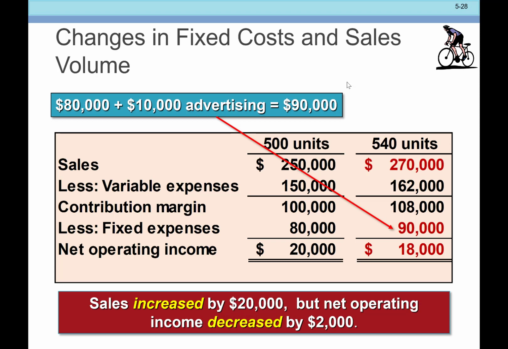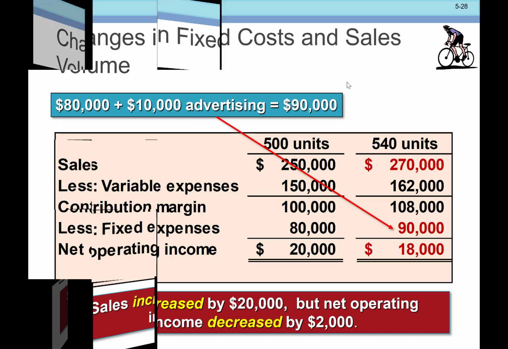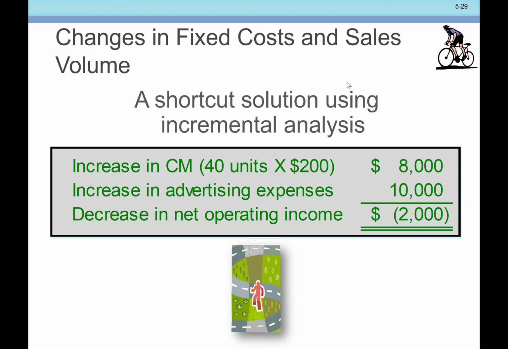And if I increase my advertising by 10,000, my fixed costs go from 80 to 90. Was this a good idea? This was not a good idea. And you're quickly able to figure that out, right? Okay, in this format. Now, sometimes you may not even have to go into the full format if it's something where just one variable is changing, or I guess that was two variables.